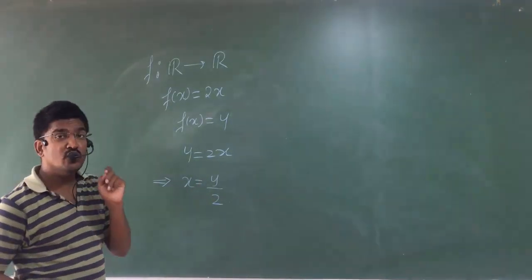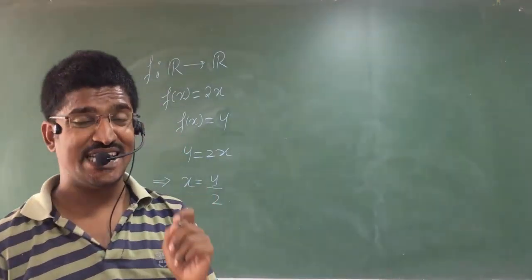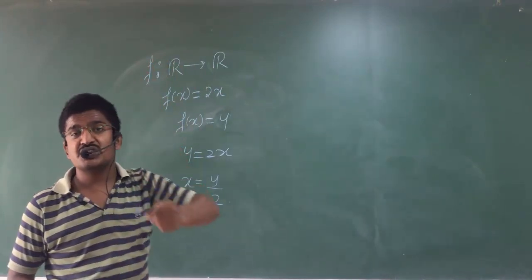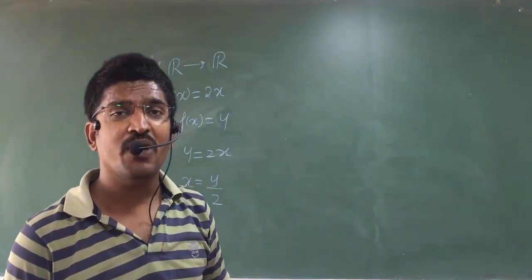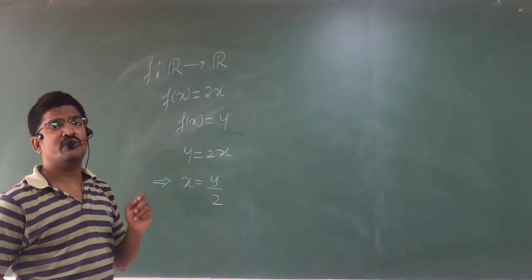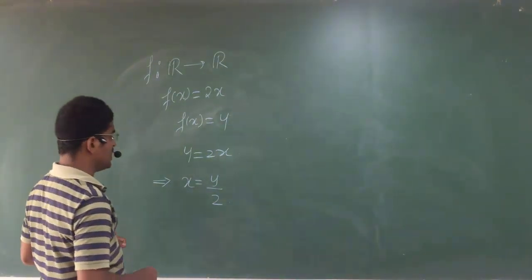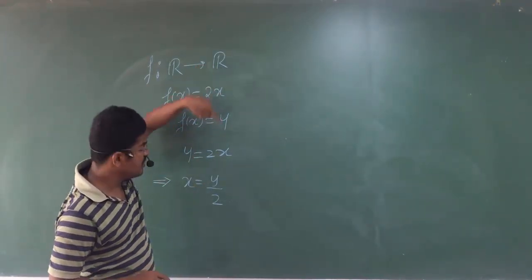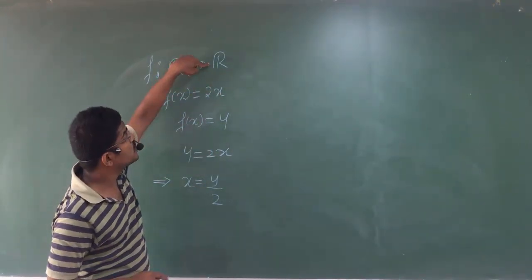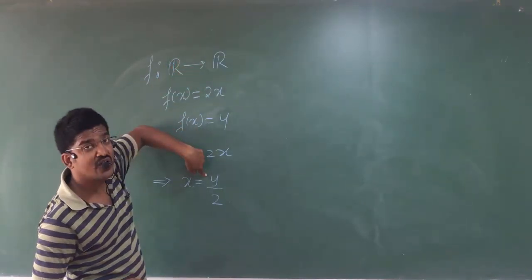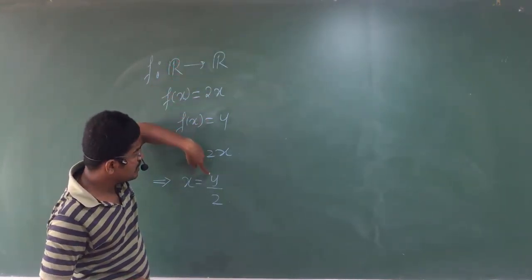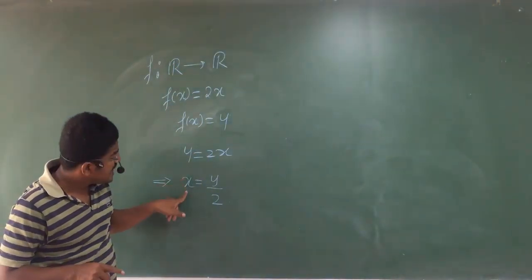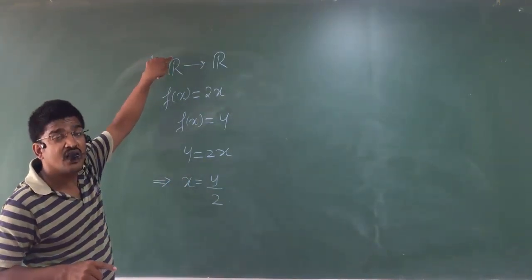So onto tells that for every element in the codomain, there must be a pre-image in the domain. So for that reason, see here, x equal to y by 2 means you can choose any real number for y. If I choose any real number for y, it will give the value of x, where this x will be present in this R. Are you getting my point?